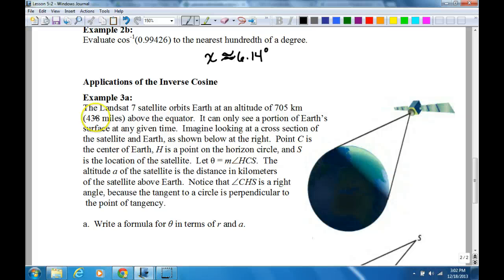Okay, so on this one it says the Landsat 7 satellite orbits the Earth at an altitude of 705 kilometers above the equator. It can only see a portion of the Earth's surface at any given time. Imagine looking at the cross-section of the satellite in the Earth as shown at the right. Okay?